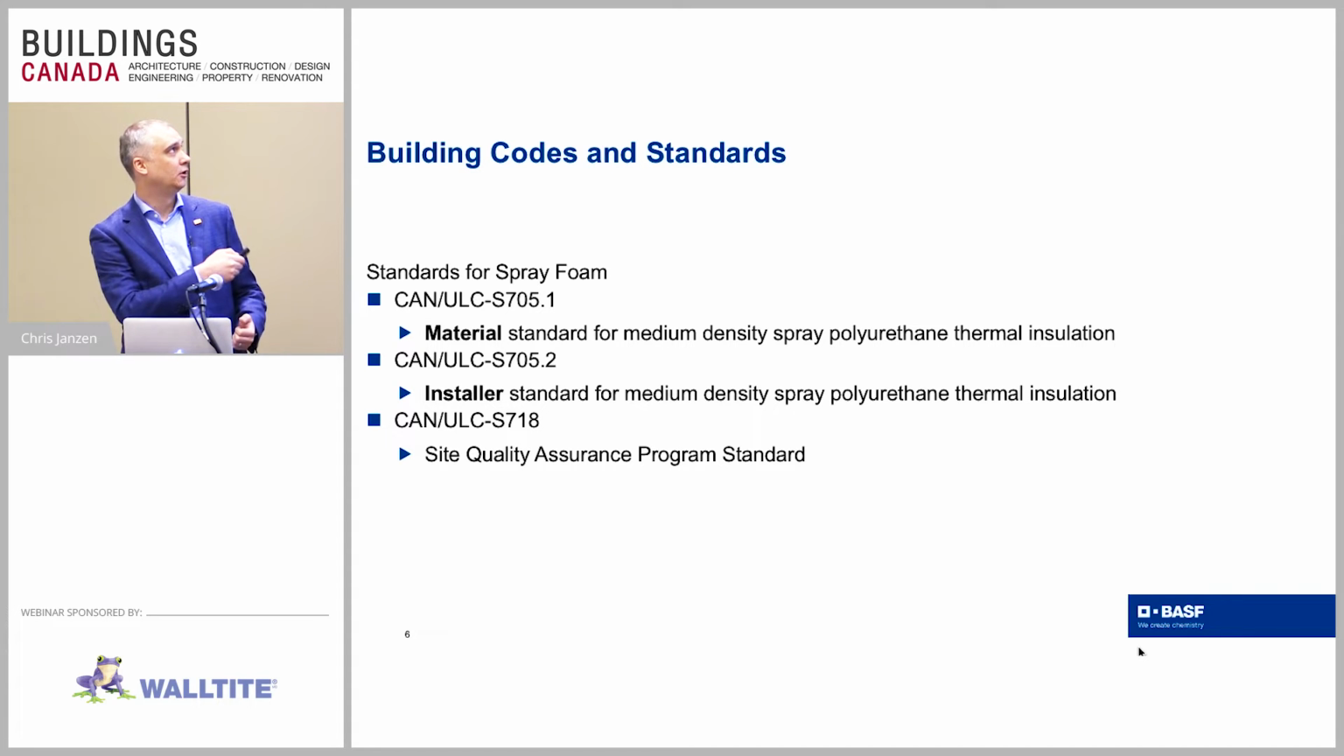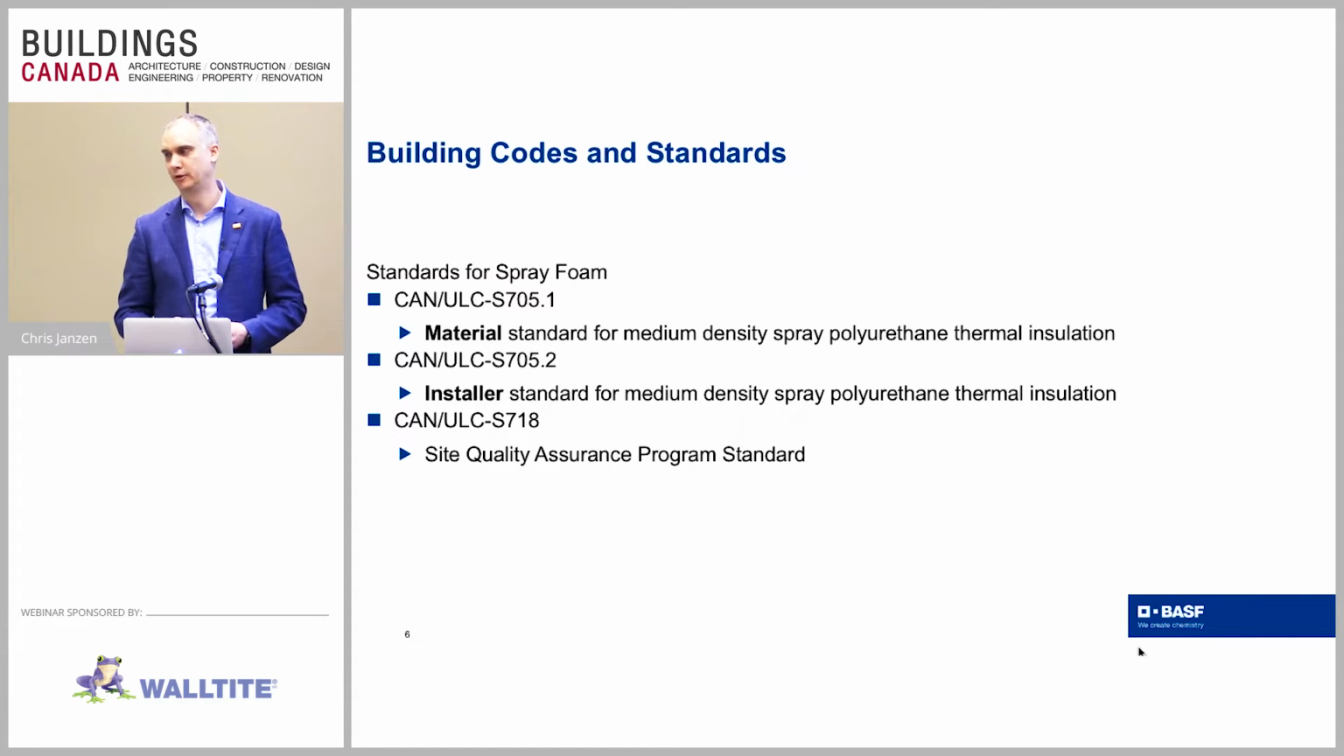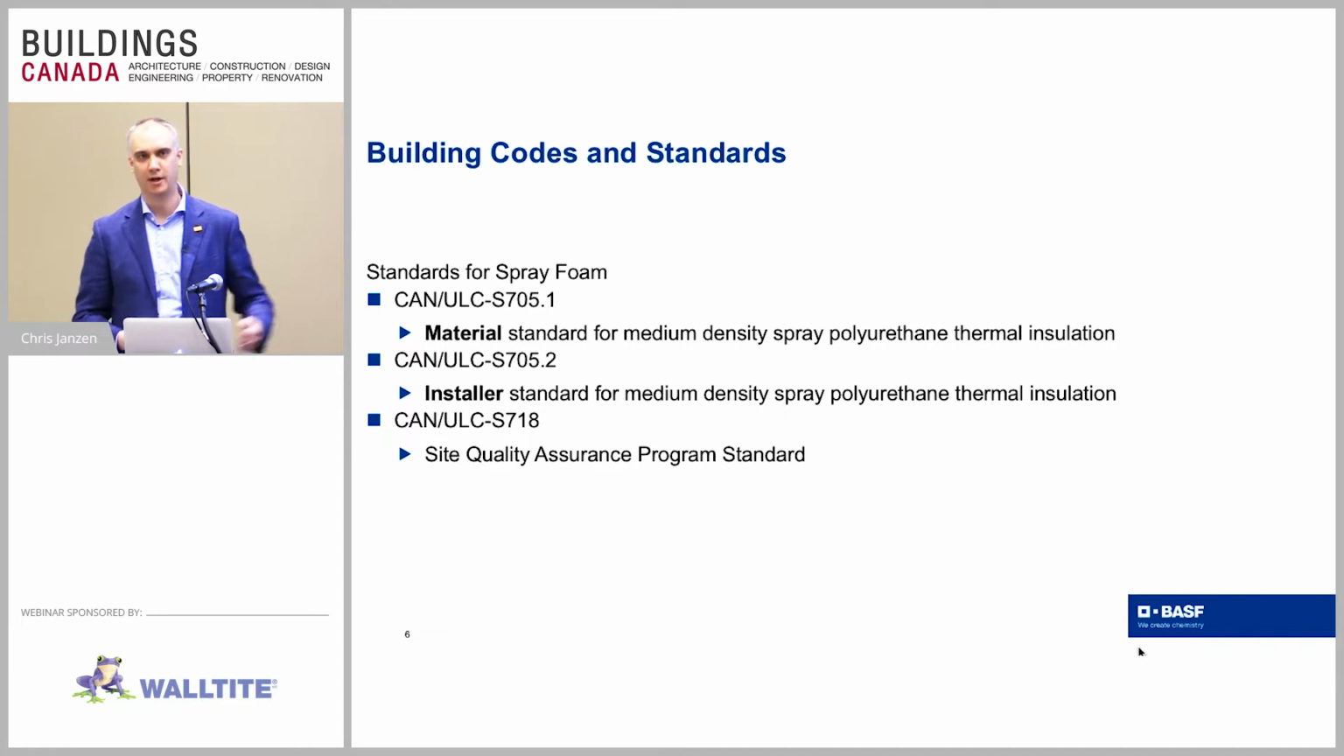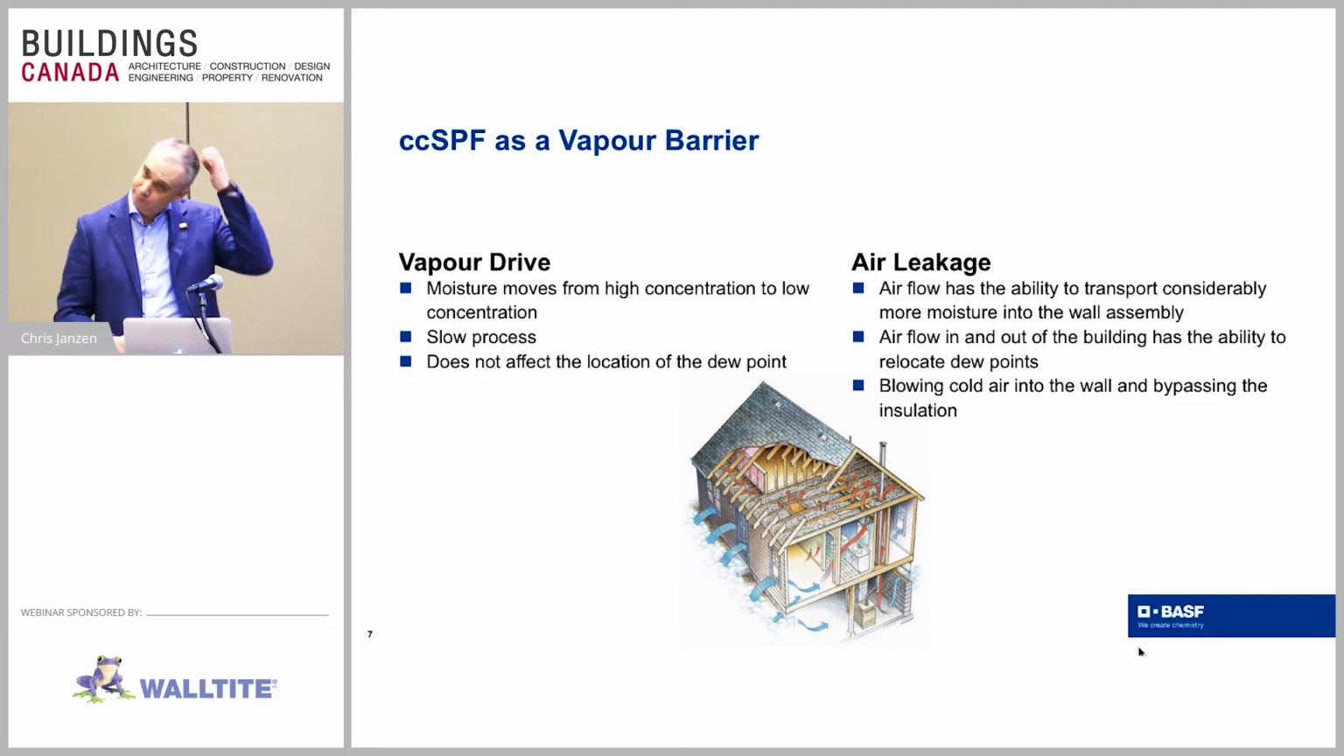And this is all overseen by a new standard that's coming through the system now, the 718 standard, which is basically a site quality assurance program standard. And it ties in our third-party certification bodies that oversee the installers, license the installers to make sure that everything's being done on site properly. So moving into some of the building science aspects before we talk about why you can get rid of the vapor barrier, just cover off on some stuff basically.